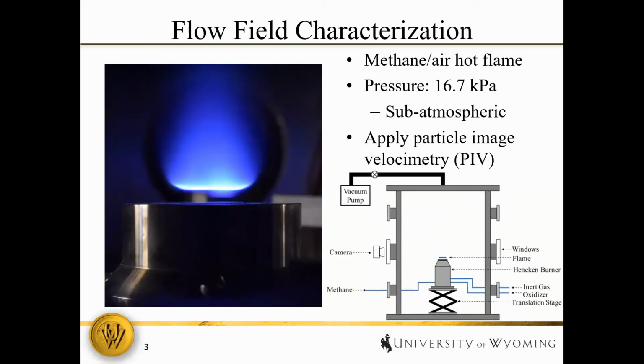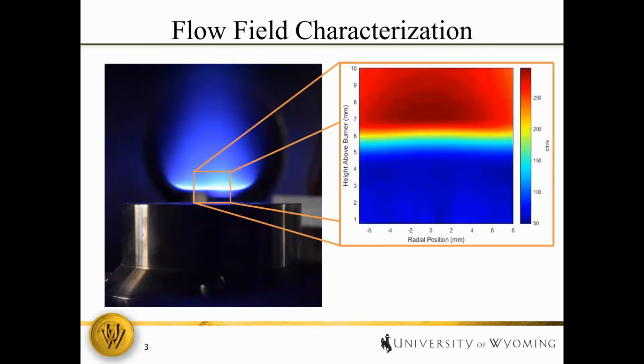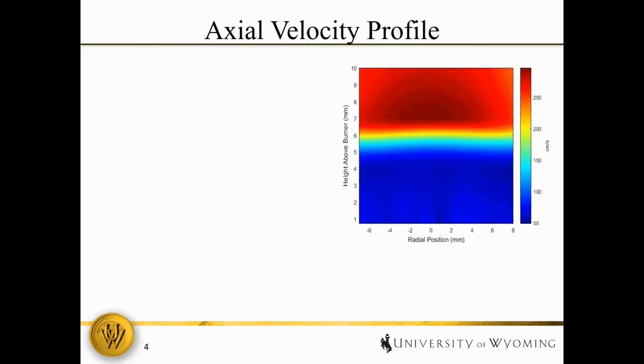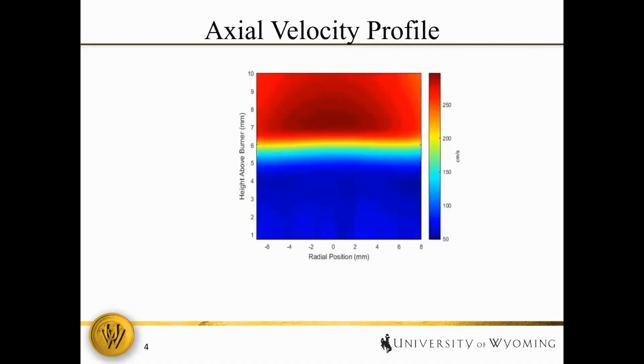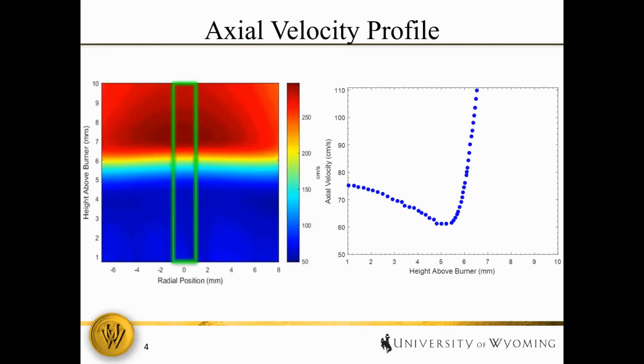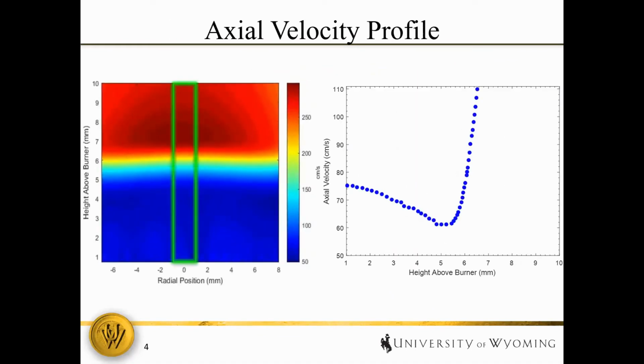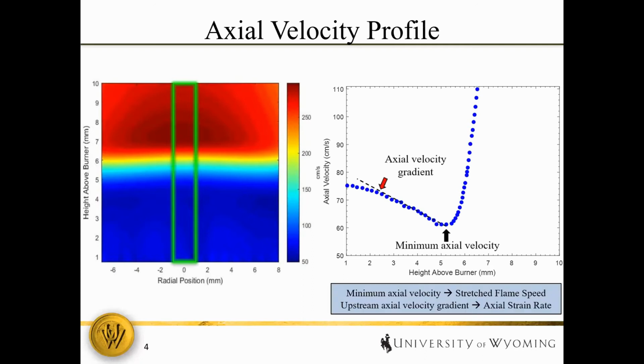For this study, a methane air flame was stabilized using an experimental chamber that was held at 16.7 kilopascals. Once the flame was stabilized, particle image velocimetry was performed to measure the axial flow field. The axial flow field was then used to determine the axial velocity profile over the center of the burner surface. This profile was then used to determine the minimum axial velocity and upstream axial velocity gradient just upstream of the flame front. The minimum axial velocity is the stretch flame speed, while the upstream axial velocity gradient represents the axial strain rate of the flame.